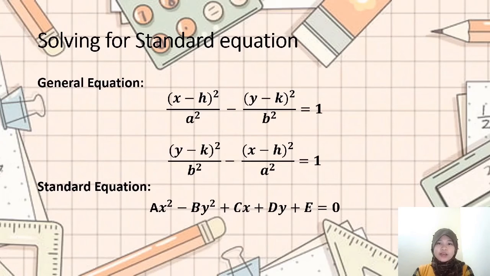Moving on, the general equation of hyperbola with horizontal axis is x minus h quantity squared over a squared minus y minus k quantity squared over b squared is equal to 1. For the general equation of vertical axis, we have y minus k quantity squared over b squared minus x minus h quantity squared over a squared is equal to 1. The standard equation of hyperbola is ax squared minus by squared plus cx plus dy plus e is equal to 0. Note that a and b should have different signs and do not equate to 0.